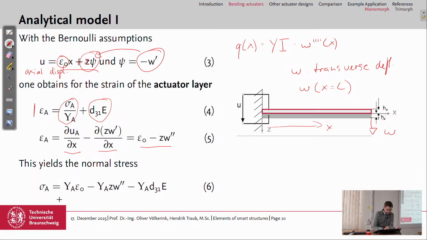And together this, if we transform it to sigma A, we have the normal stress of the actuator layer, which consists of the normal stress due to the axial strain, then the normal stress from the bending, from the curvature. Now it's the second derivative, so the curvature of the bending line, and here we have again the piezoelectric part.